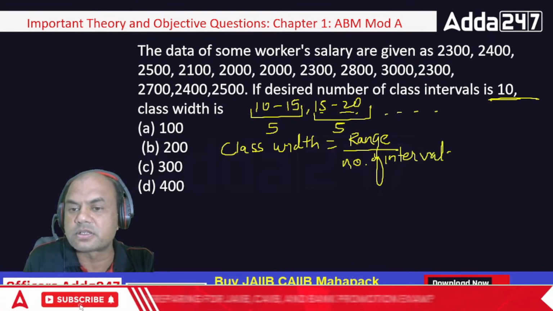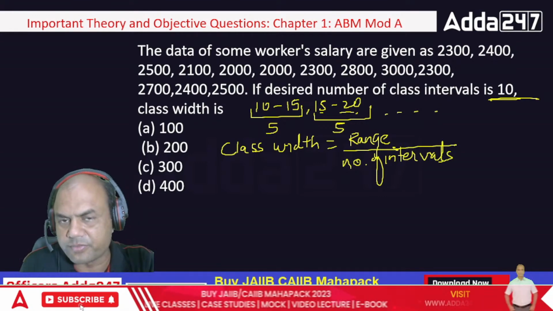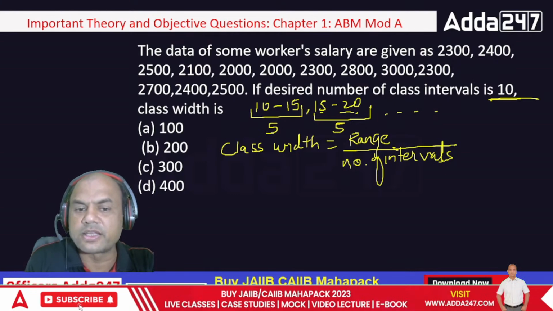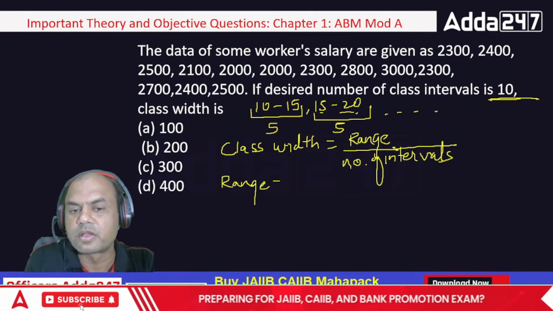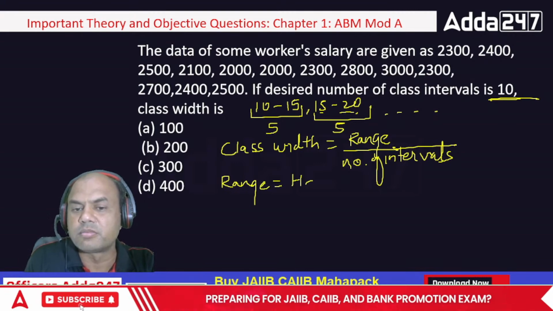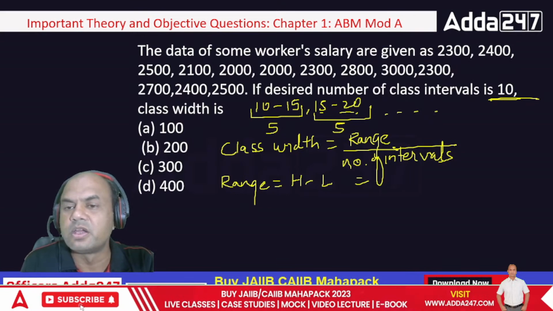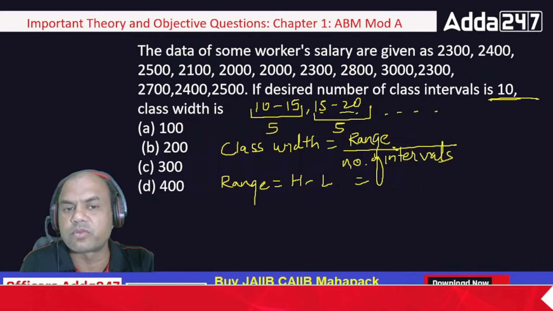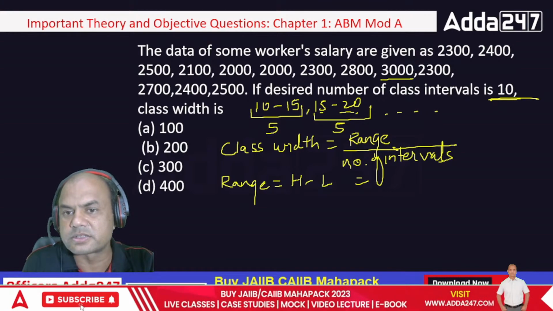That is known as the class width. But what is the range now? Range means highest minus lowest. Range equals highest minus lowest. What is the highest number over here? Check this, everyone: 2300, 2400, 2500, and so on. See this, the highest number. Which is the lowest number over here?